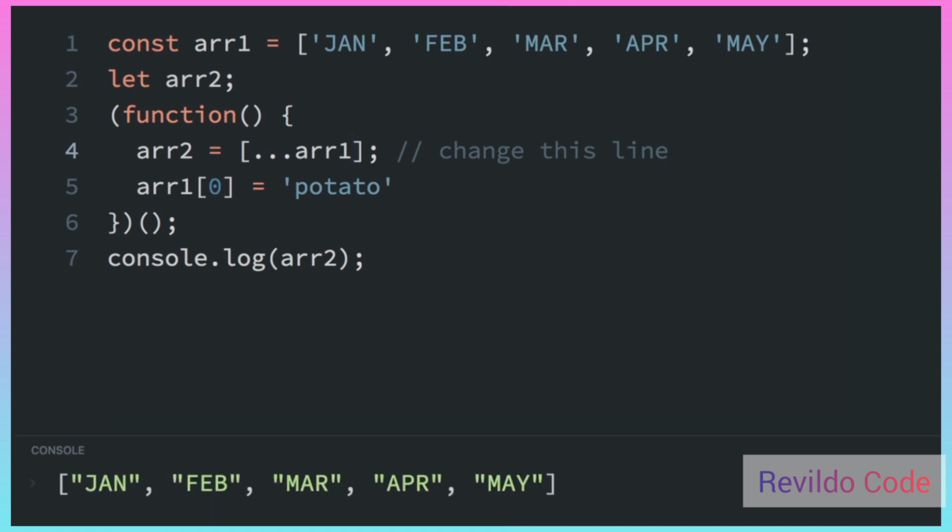So if we run this again, you'll see that it says January for the first element in the array instead of potato.